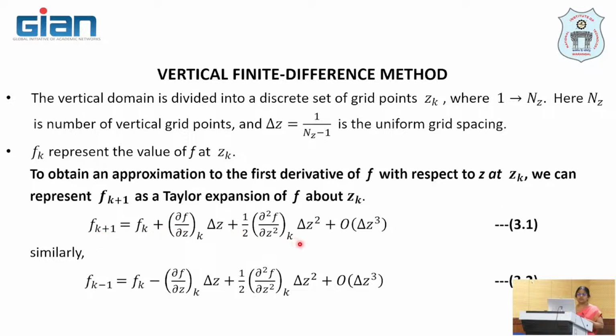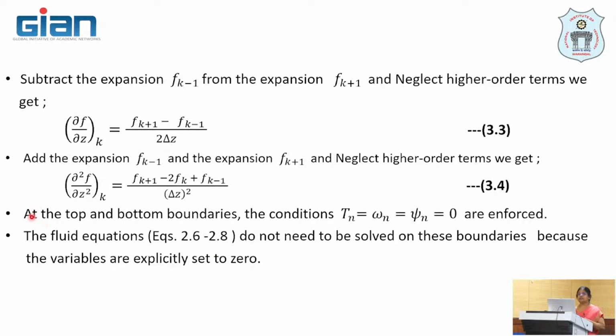Now that is what is written here, for k plus 1 and k minus 1. Adding and subtracting and doing some calculations, we can get first order derivatives and second order derivatives. So the first order derivative is, this is a central difference method: nodal point k plus 1 minus, not k, k minus 1, divided by 2 delta. So this is a central difference method.